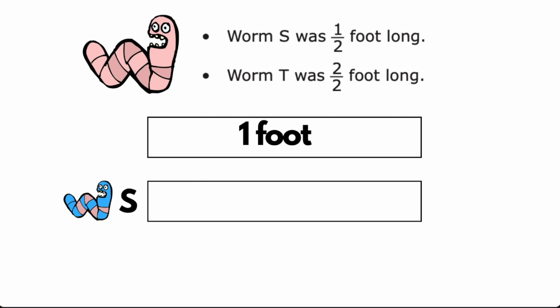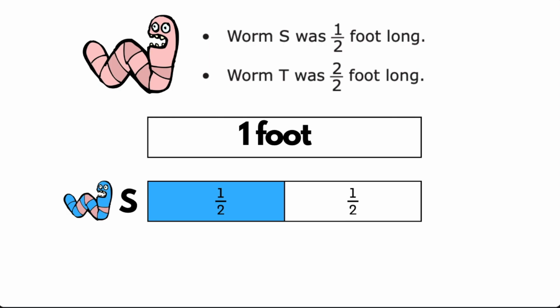Let's look at what worm S would look like on our bar. We've got them sit there in that second rectangle. So what we're going to do is cut it into halves. We're going to cut this rectangle into 2 halves, which will equal 1 foot. And then we'll go ahead and highlight 1/2 foot so we know exactly how long that worm is.